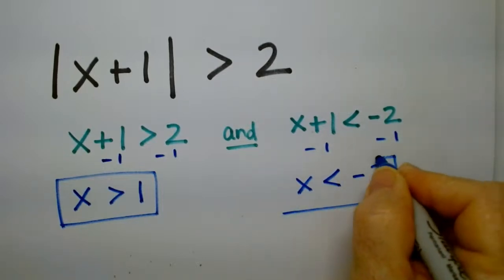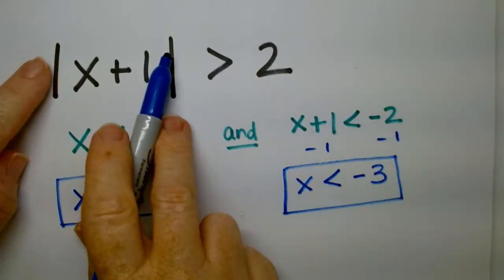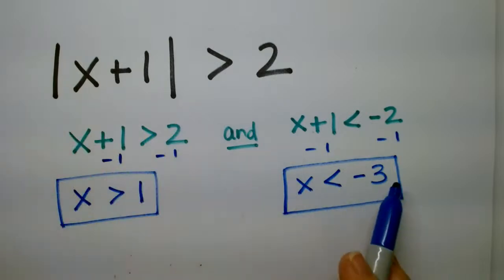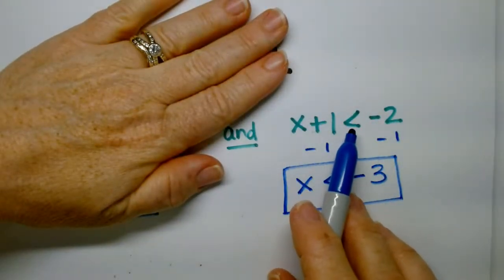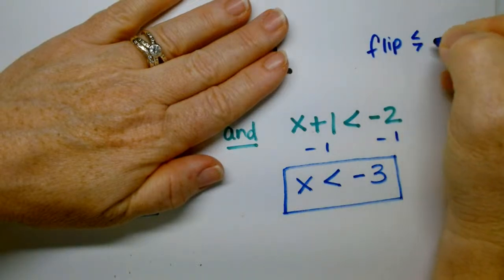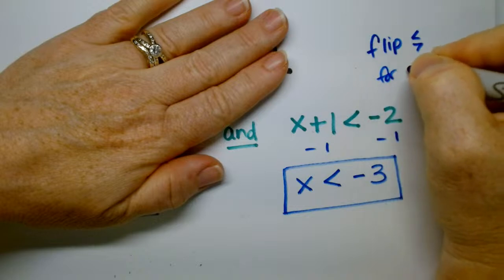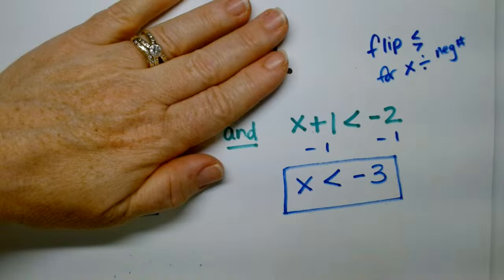Somebody's asking, when do we flip the sign? We flip it when we take the bars off. And if you're asking over here, where there are no bars, when do you flip it? It's not for addition and subtraction. Remember, we only flip the inequality for multiplication and division by a negative number.